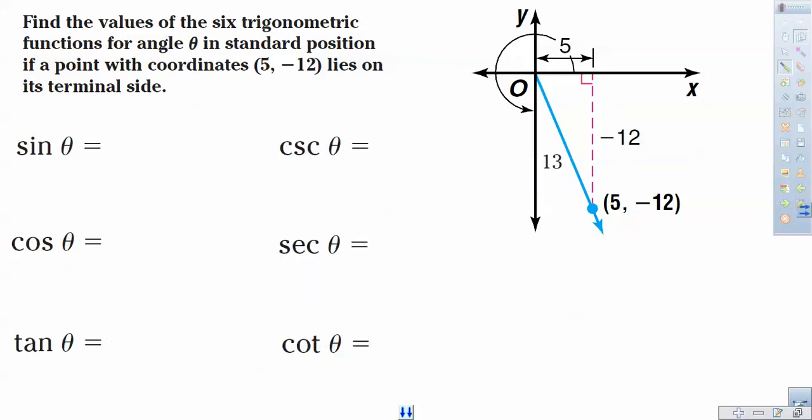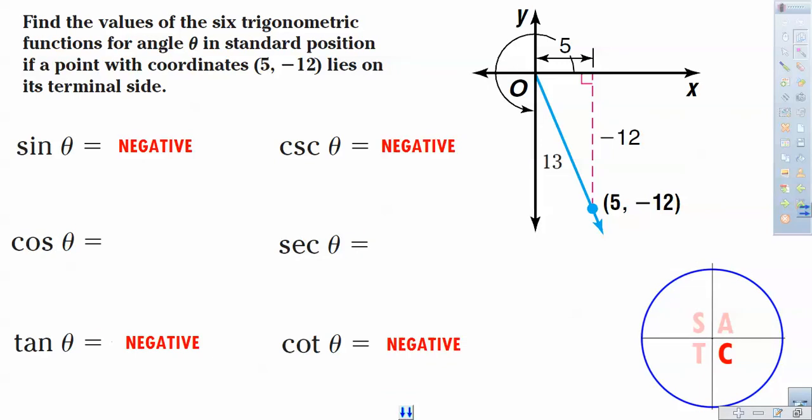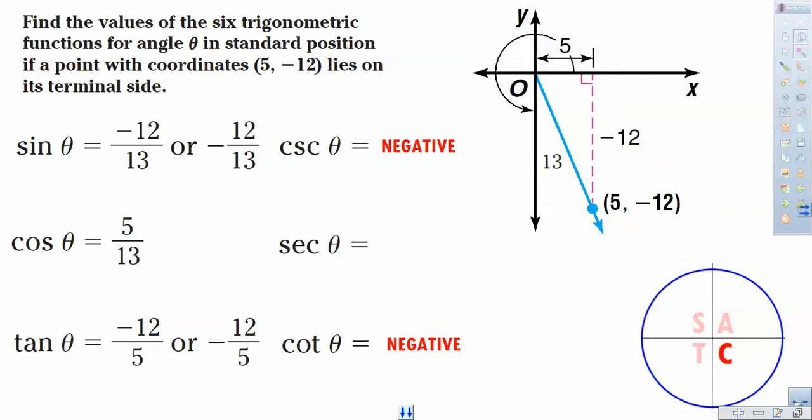Now our little twist that we're going to do that we didn't do in 5.2 is all students take calculus. Now what quadrant are we in here? Fourth quadrant. So the only thing that's going to be positive here is cosine. Everything else will be negative. And now that we have a 5, a negative 12, and a 13, it's just SOHCAHTOA work, man. So taking care of SOHCAHTOA.